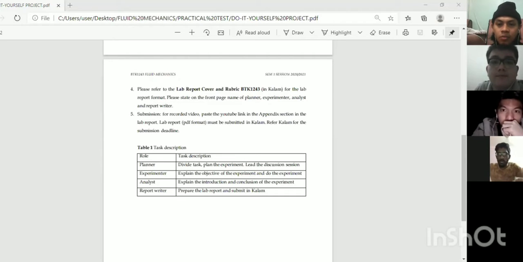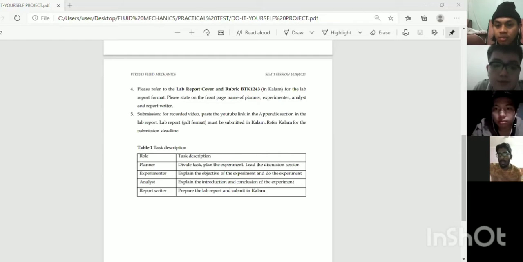Okay, I am Muhammad Saiful bin Omar Ali with matric ID TH19023. The role I choose is experimenter, which is to explain the objective of the experiment and do the lab experiment. The objective of our experiment we already know, which is Reynolds number. The experiment I will do at home with my own material and equipment, and then I will provide the data in the WhatsApp group later.